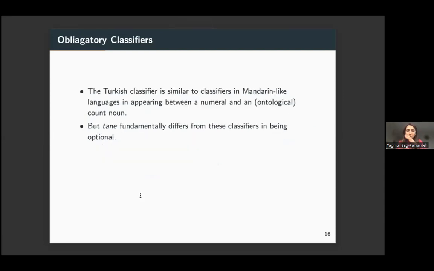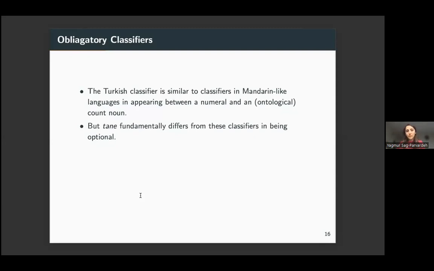So the Turkish classifier is somehow similar to Mandarin type classifiers, because we see them between a numeral and an ontologically count noun. So we can say iki tane kitap. But you would never see something like that in English. You cannot say something like 2 items of books, while you could say something like 2 drops of water. So the similarity between Mandarin type classifiers and our tane is the fact that they can bring together a numeral and a count noun. But the biggest difference is that ours is optional, theirs is obligatory.